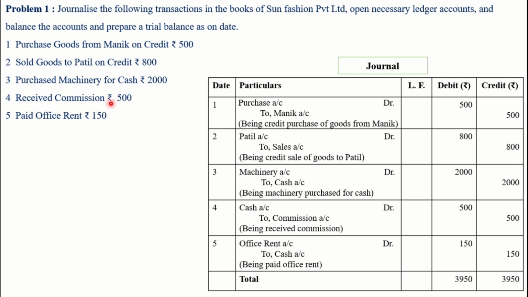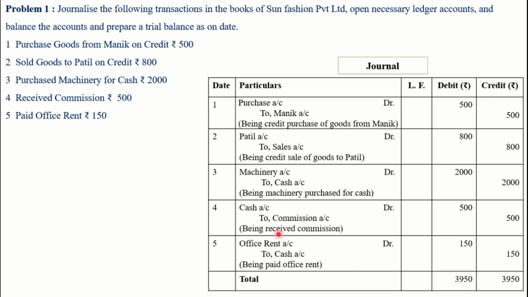Receive commission rupees 500. Here which two accounts are involved? Cash and commission. Why cash? Because we receive the commission in cash. That's why one account is cash, another is commission. Here cash account is a real account. Rule of real account is what comes in we have to debit it. Cash is coming into the business as we receive the commission. That's why cash account is debited with rupees 500 to commission account. Commission account is the income. Okay, and this is a type of nominal account, and rule of nominal account is credit all income and gain.